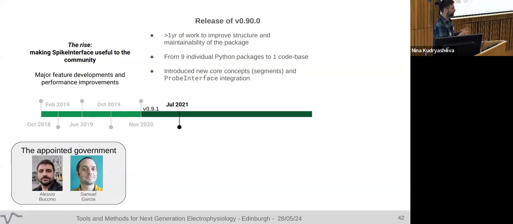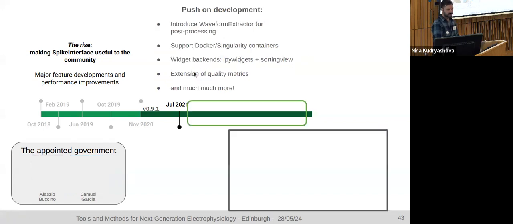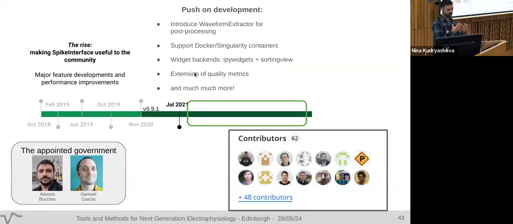So initially, SpikeInterface was made of 9 separate Python packages, and maintenance was a hell of a nightmare. I mean, to make a release, it took us 3 weeks to check that all the versions meshed and so on. So it was very complicated. So we unified all the code into a single repo, which is the SpikeInterface repo. We introduced new concepts, like the concept of segments. We integrated it with Neo. We developed ProbeInterface.